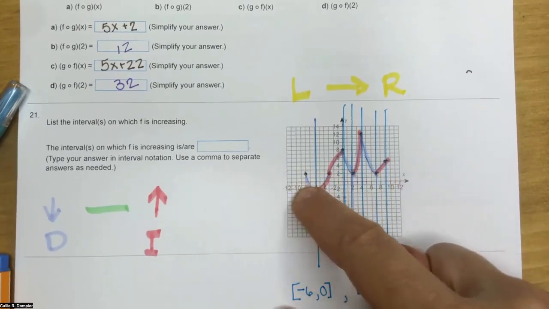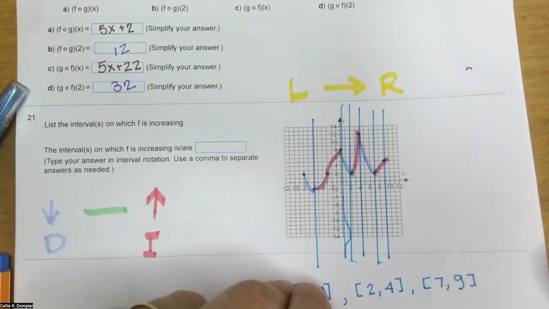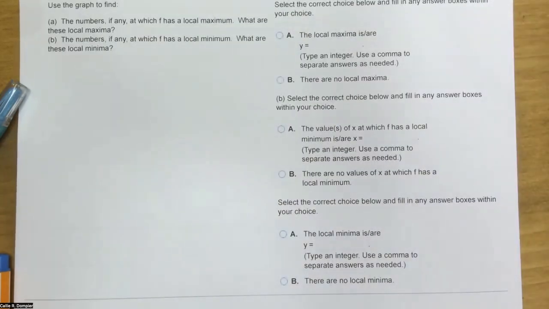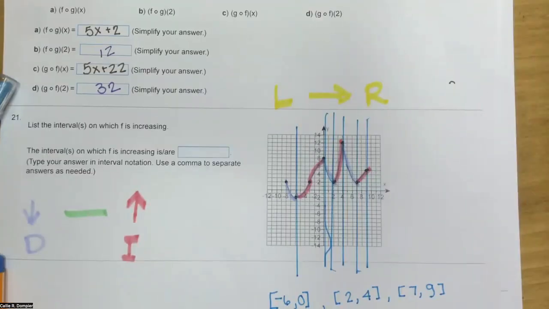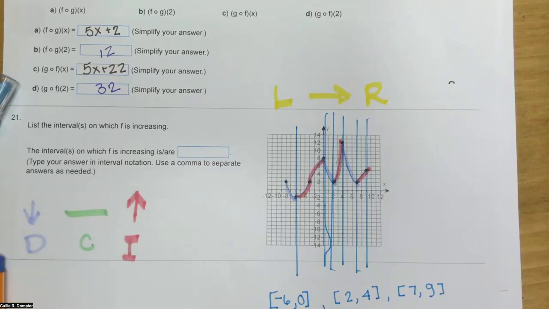Did I go down? Did I go up? Did I stay flat? Constant. Sorry, that's the word. Decreasing, constant, or increasing.